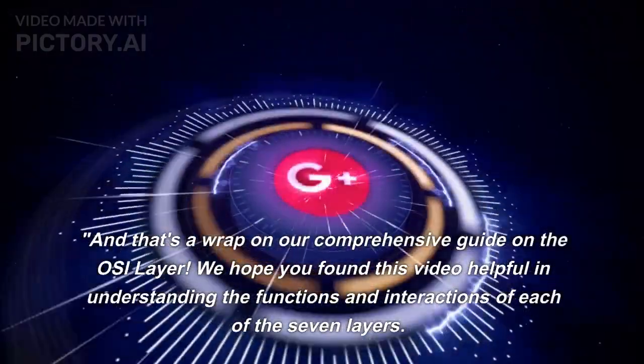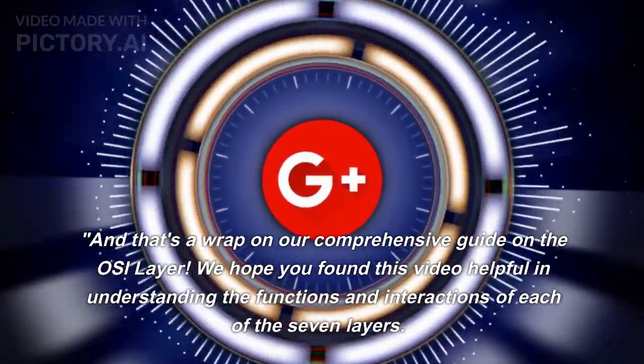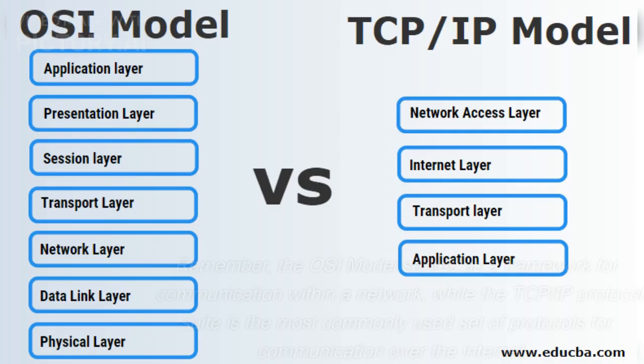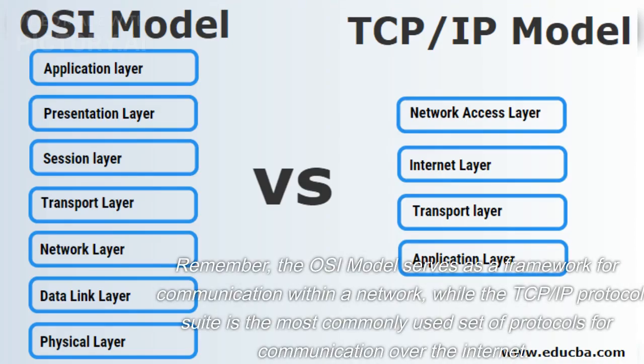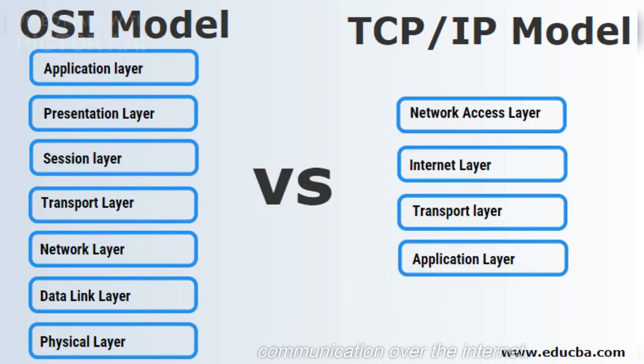And that's a wrap on our comprehensive guide on the OSI layer. We hope you found this video helpful in understanding the functions and interactions of each of the 7 layers. Remember, the OSI model serves as a framework for communication within a network, while the TCP/IP protocol suite is the most commonly used set of protocols for communication over the internet.